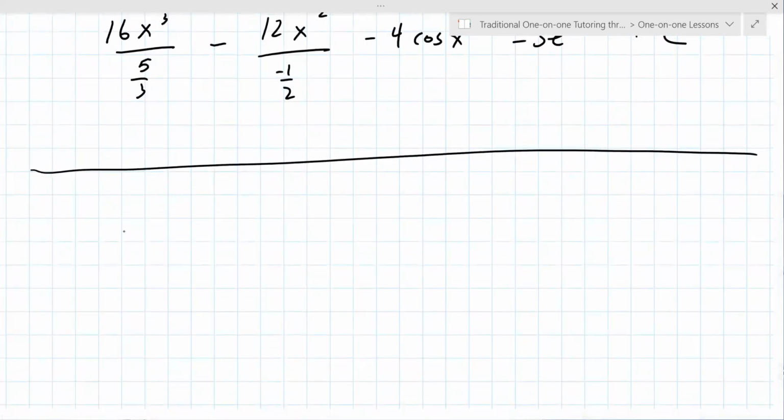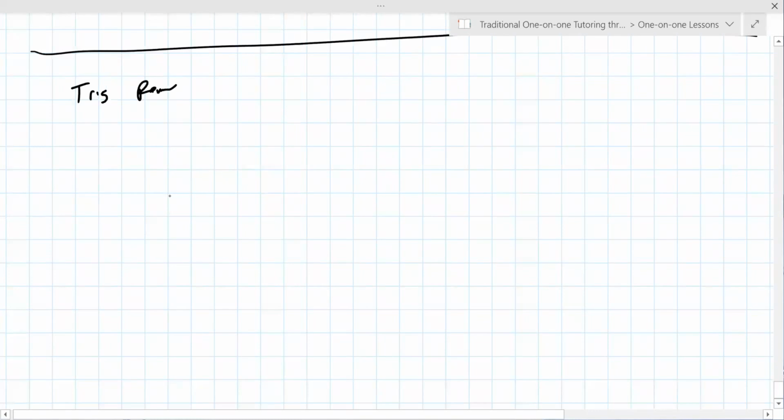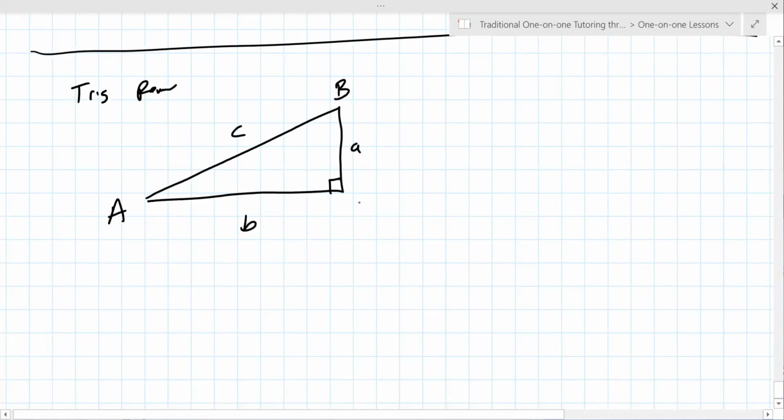Okay, so let me give you just a brief trig review here. We've got another 10 minutes because I shorted you some time. Most of trig is based on right triangles. A, B, and C: this is A, this is big B, this is C. So sine of big A is little a over little c.